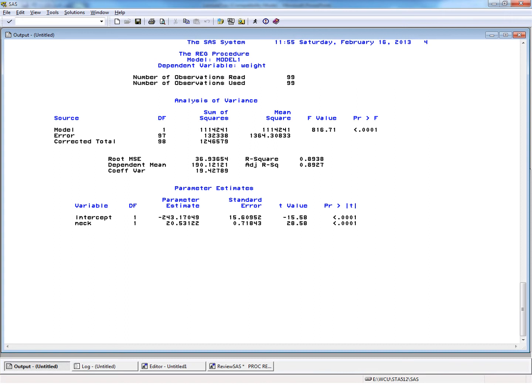Now, incidentally, just take that parameter estimate, 20.53122, and just real quick in your head, divide it by 0.71843. We'll see who does it first. Go. Ha, that was fast. Exactly, 28.58. Remember the test statistic is 20.53 minus 0, so it doesn't really do anything. We really are just doing 20.53 divided by 0.718. Put that in your calculator, and you'll see you get 28.58.